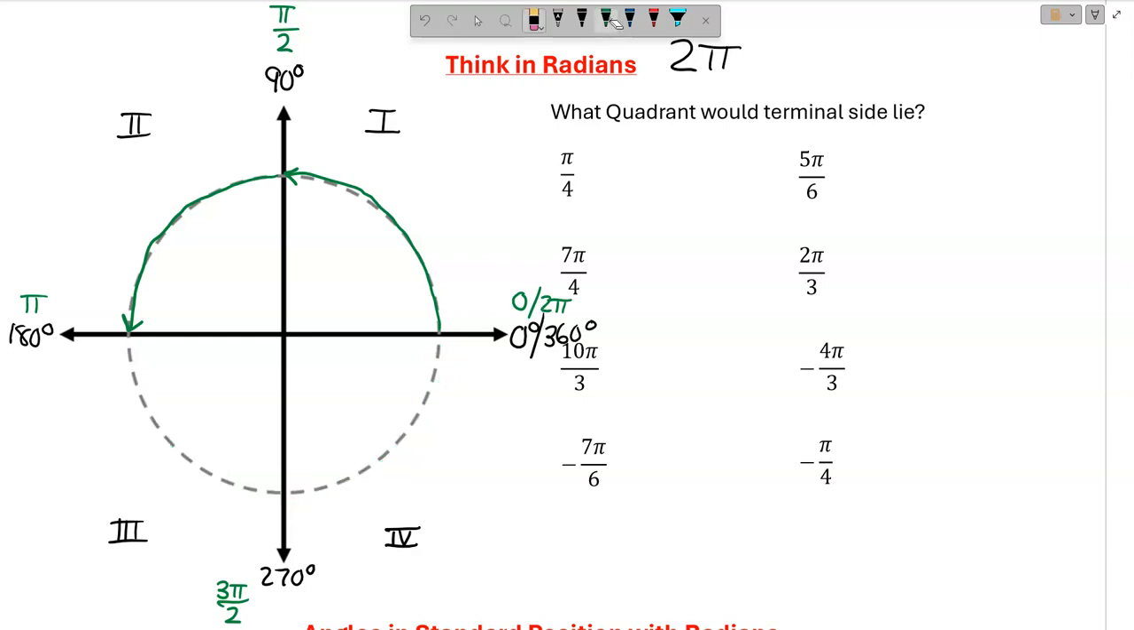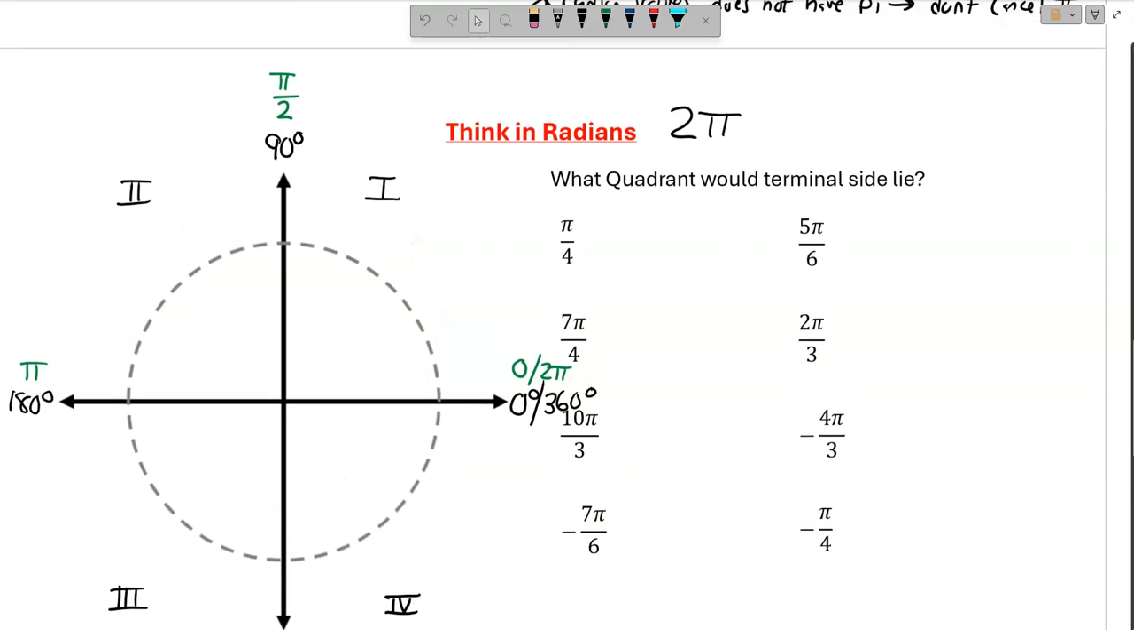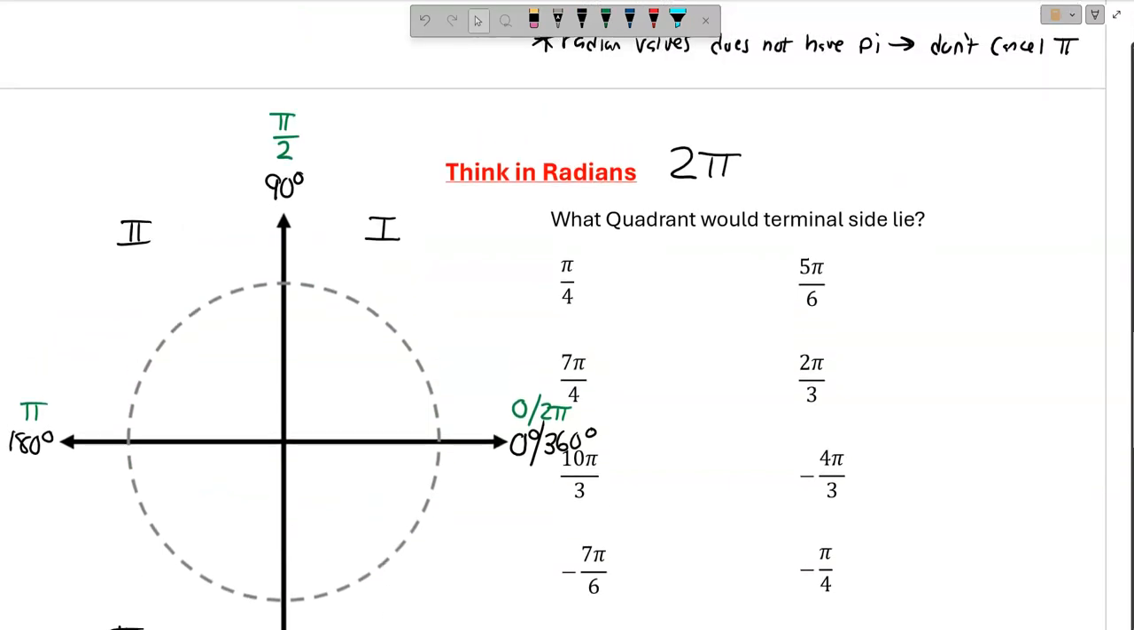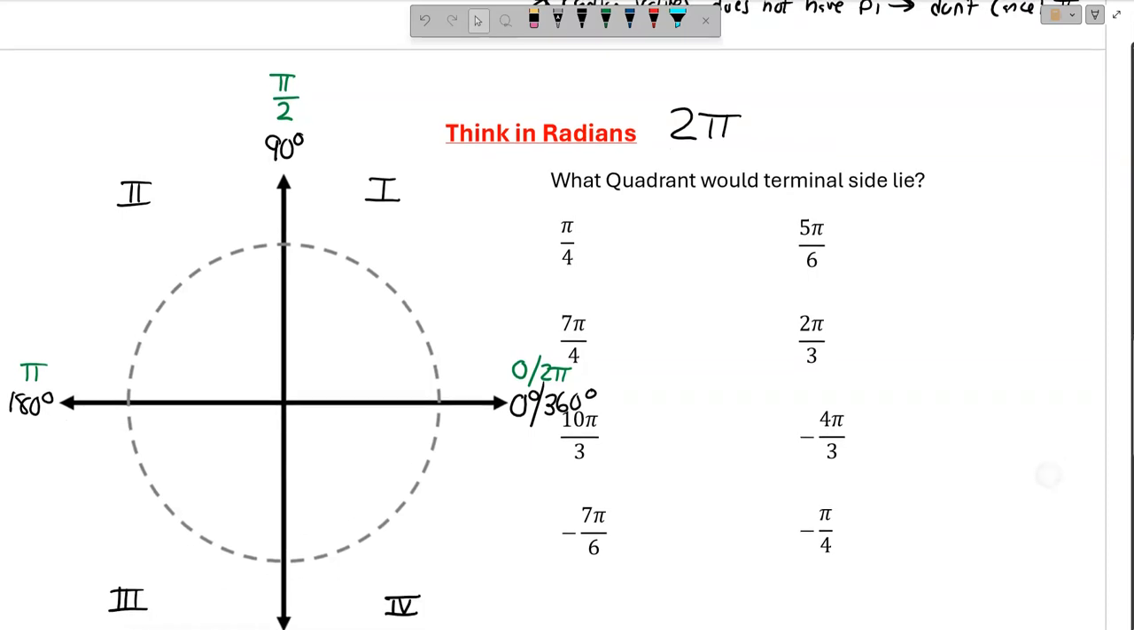Now, another thing to help out with fractions here is I want to think about what 2 pi is as fourths and sixths and thirds, because the examples we're going to do in a second are written as fourths and sixths and thirds. So just a reminder, 2 pi as fourths would be 8 pi over 4. If we think of it as sixths, 12 pi over 6 is what 2 pi is. And lastly, 6 pi over 3 is the equivalent as thirds.